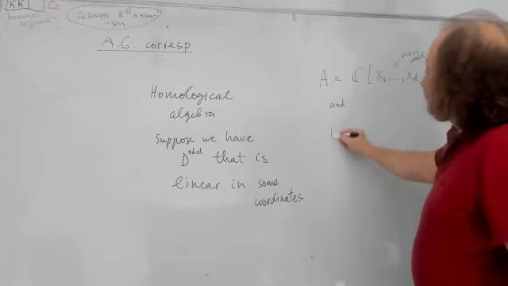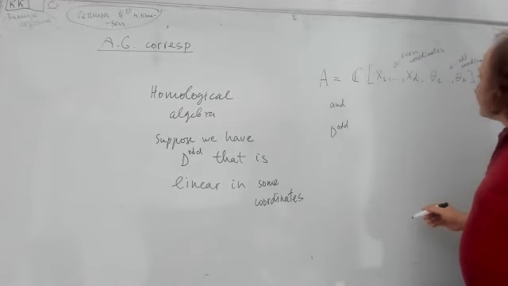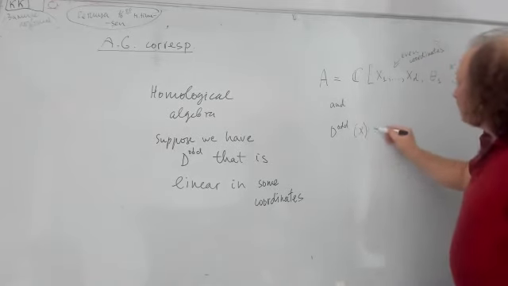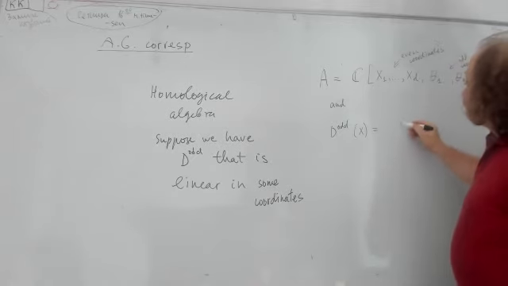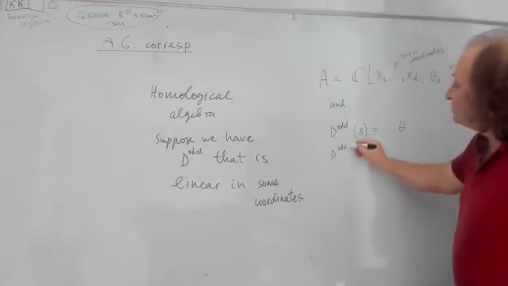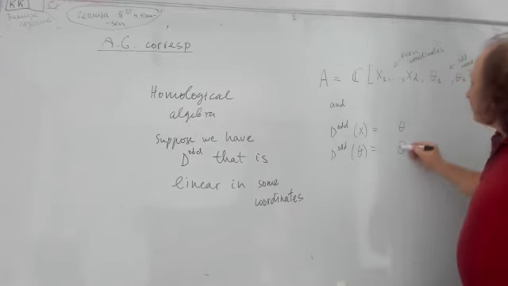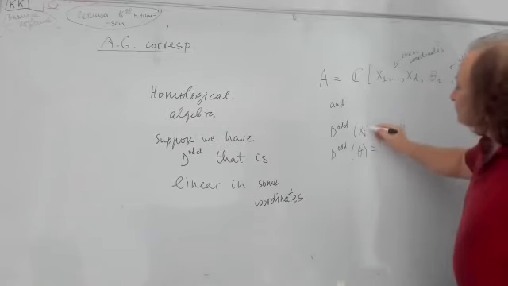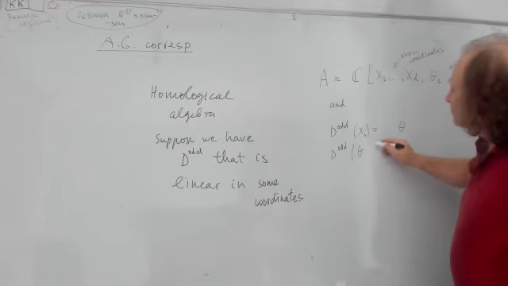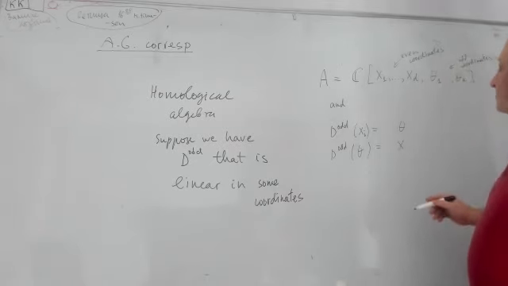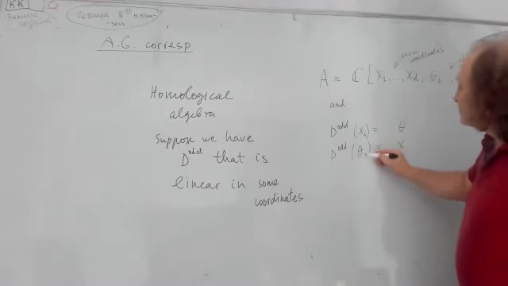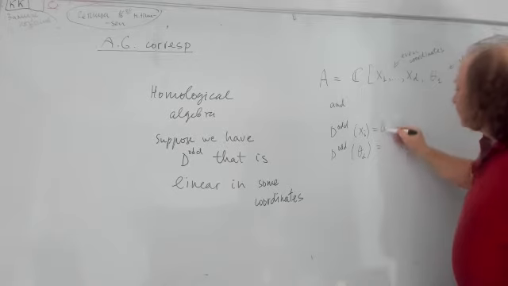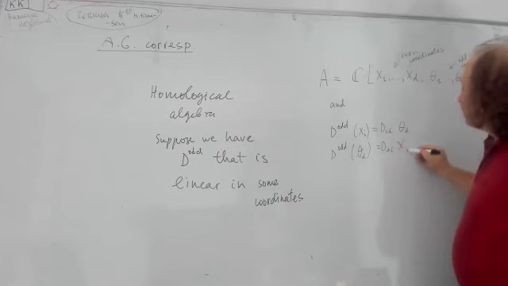And d odd applied to x equals something proportional to theta, and d odd applied to theta equals something proportional to x. D x_i equals alpha_i^alpha theta_alpha, D theta_alpha equals alpha_alpha^i x_i.